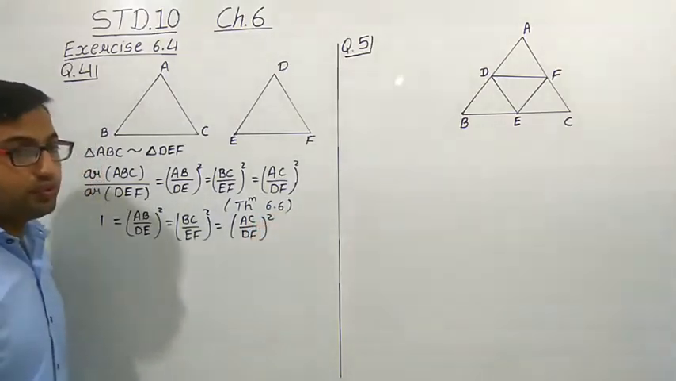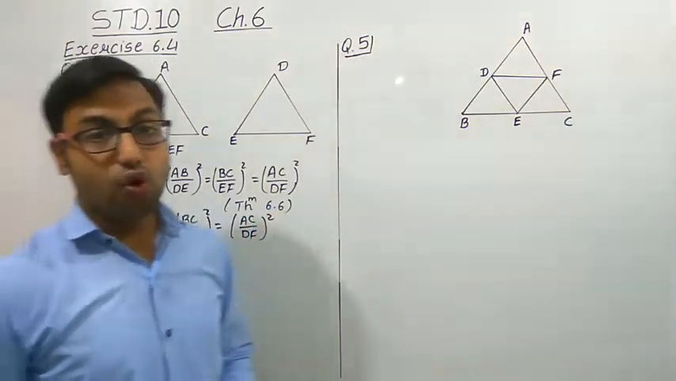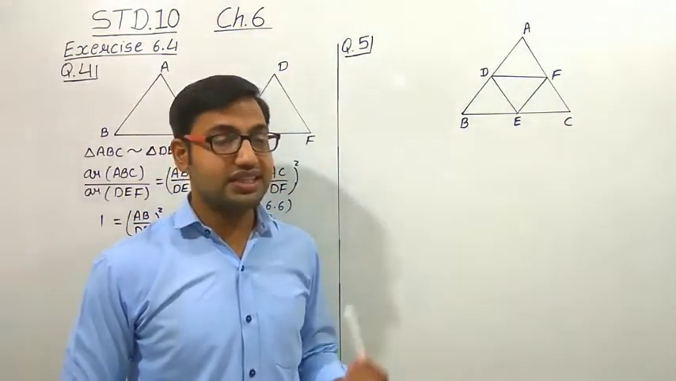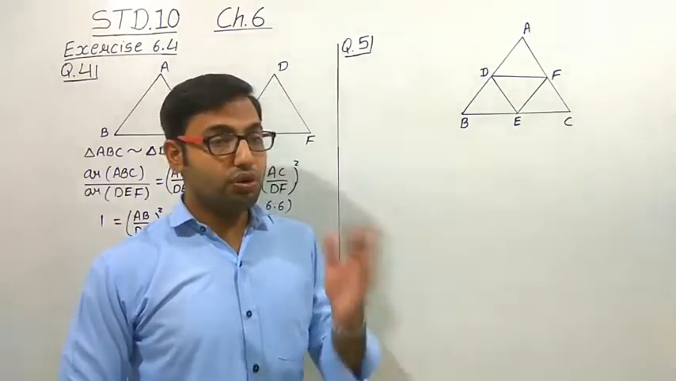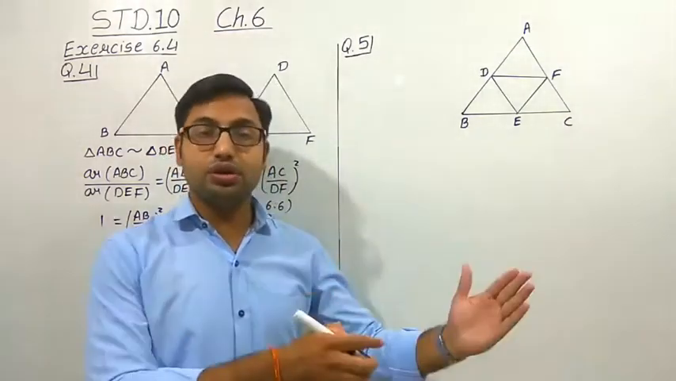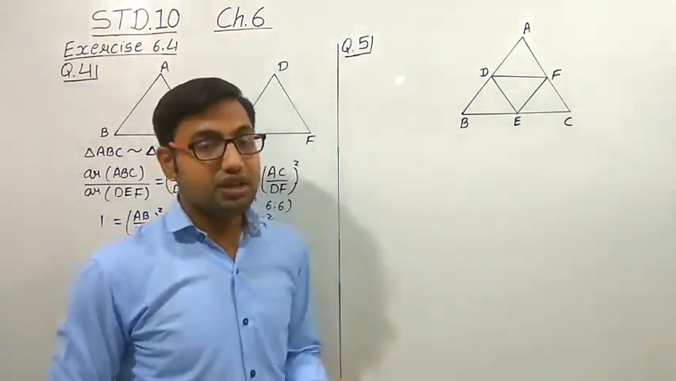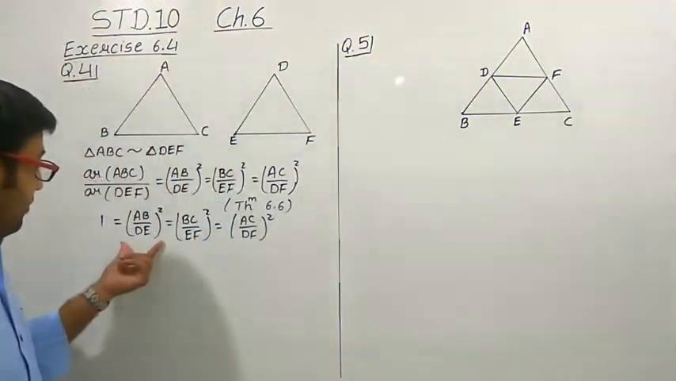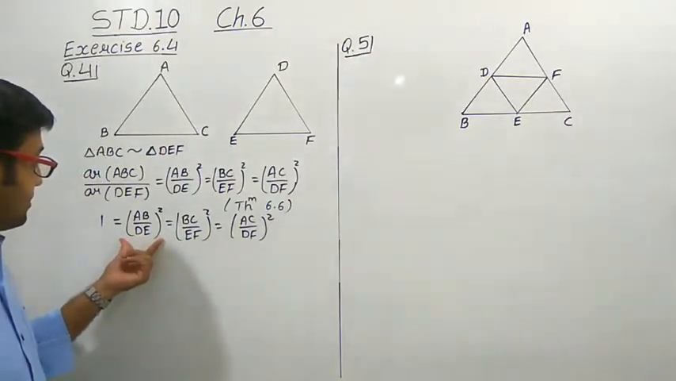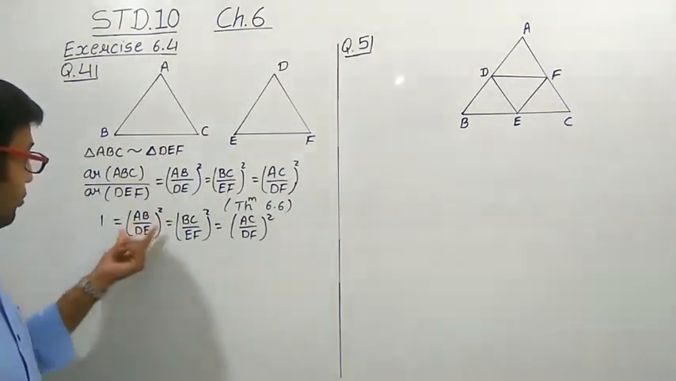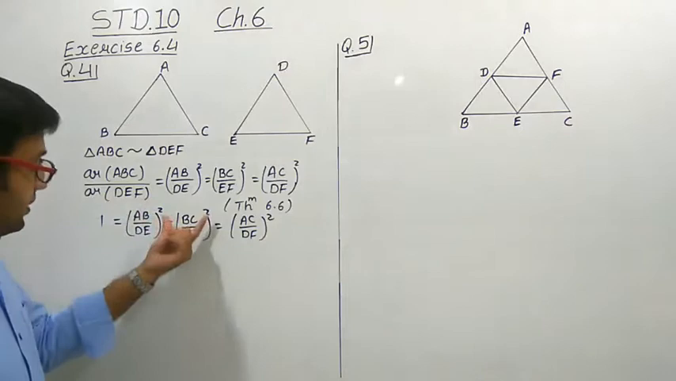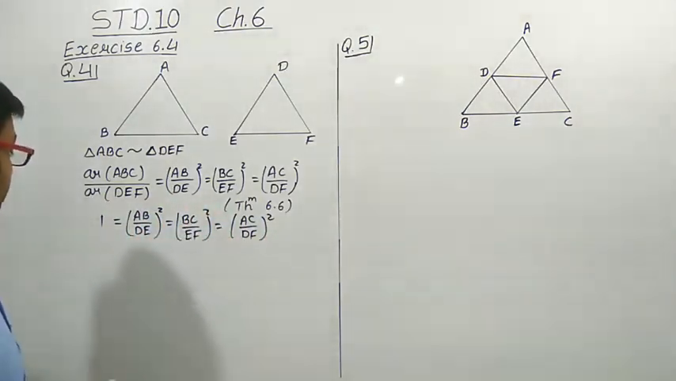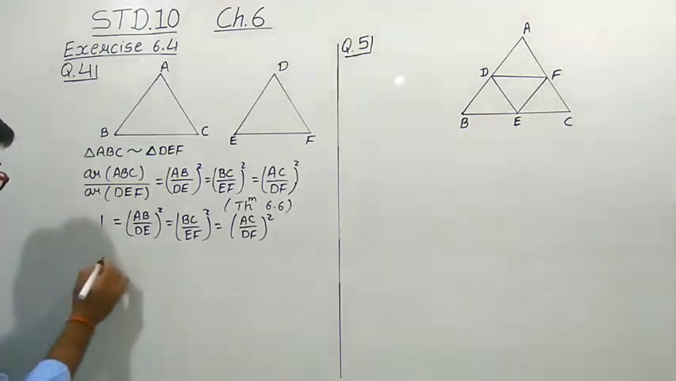Now what do we have to prove? We have to prove that the two triangles are congruent to each other. We have one criterion of congruence, that is SSS. That means if all three sides of one triangle are equal to the corresponding sides of another triangle, then the two triangles will be congruent. So one by one we can compare this ratio AB upon DE whole square with 1. Then we compare this ratio with 1. Then we compare this ratio with 1.